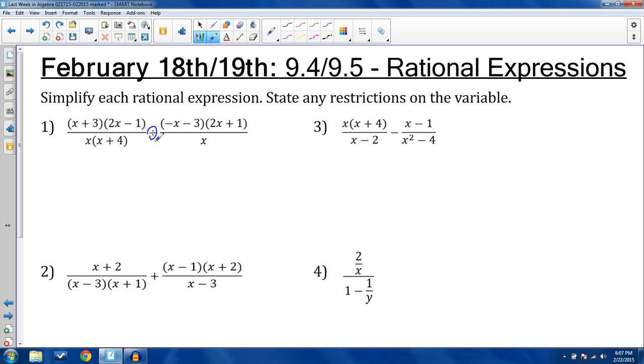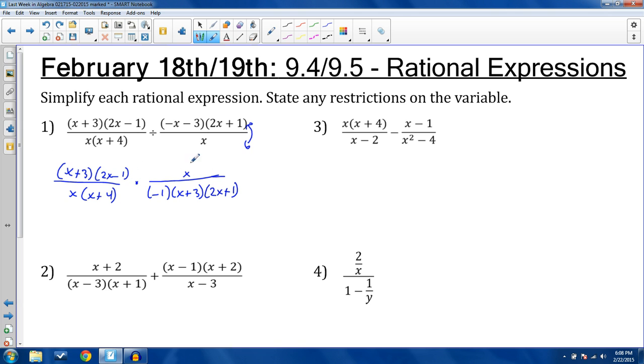When you divide, you want to multiply by the divisor's reciprocal. So we're going to flip these two guys and we're going to multiply. So this is going to be x plus 3 times 2x minus 1 all over x times x plus 4 times x is now on top all over. I'm going to factor out the negative 1 from there, and I'm going to be left with x plus 3, and I have 2x plus 1. Sorry, handwriting's going to be kind of sloppy on these ones.